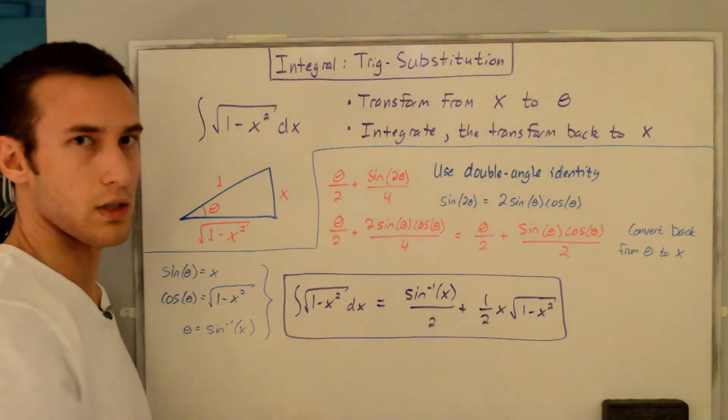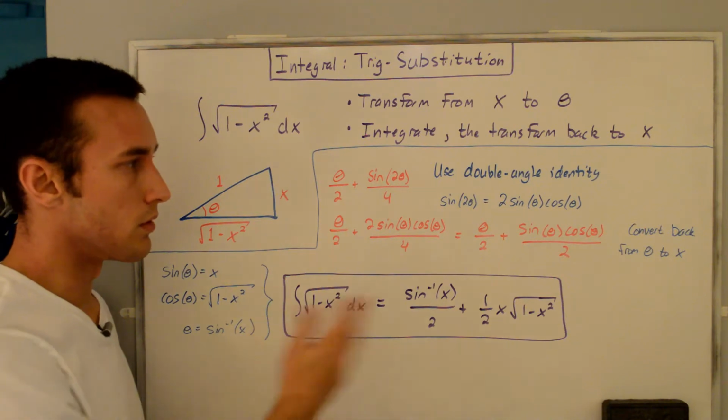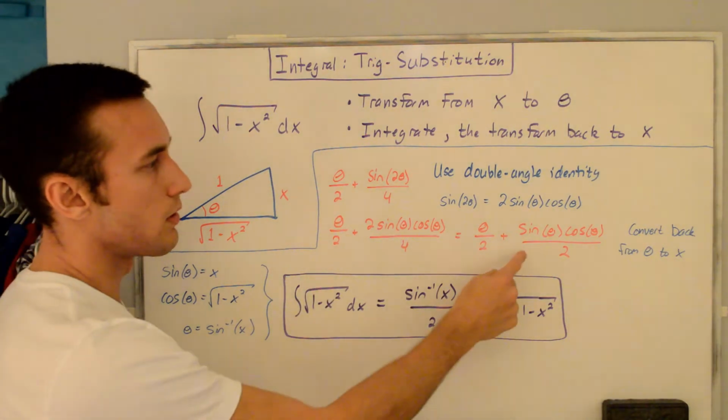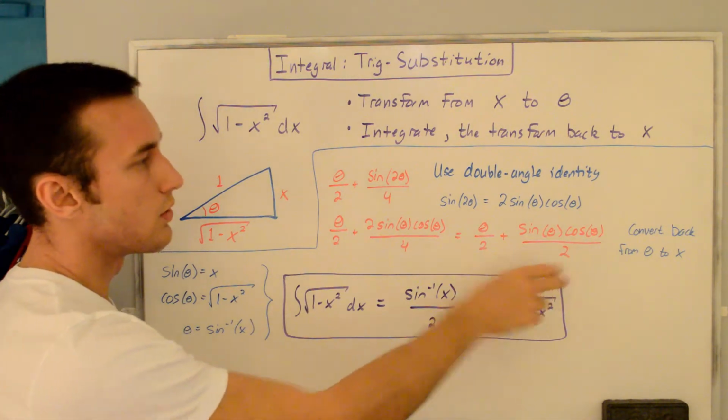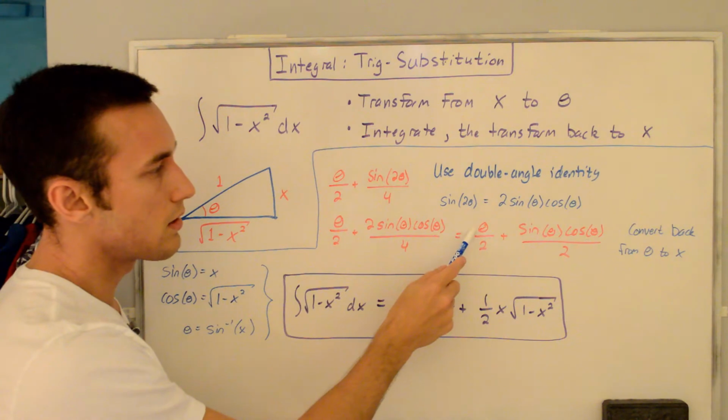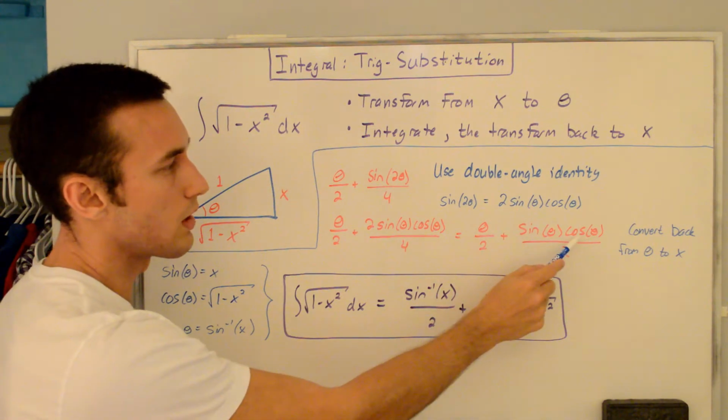Again, we don't have that plus a constant because I don't need that for my future video, but usually you'll have a plus a constant for an indefinite integral. And so now we're going to convert back from these thetas to x to get our final solution. And so you'll note that we need an expression for theta in terms of x, sine theta in terms of x, and cosine theta in terms of x.